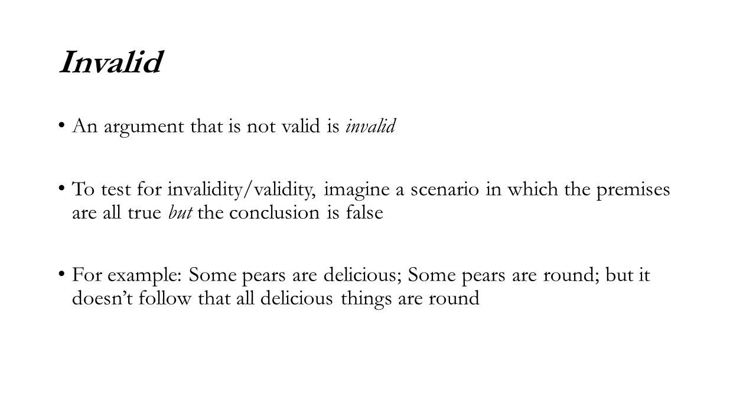Okay, this is what I was saying. An argument that is not valid, we'll call that invalid. To test for invalidity, just imagine a scenario in which the premises are true, but the conclusion is false, right? For example, some pears are delicious, some pears are round. It doesn't mean that all delicious things are round.